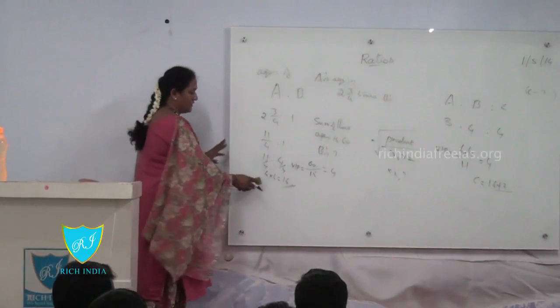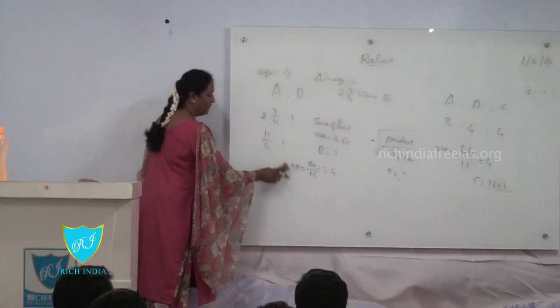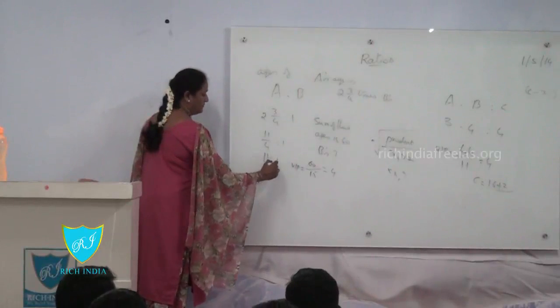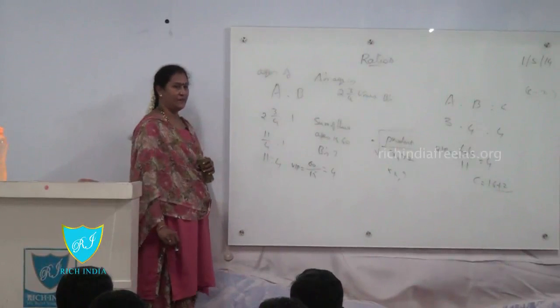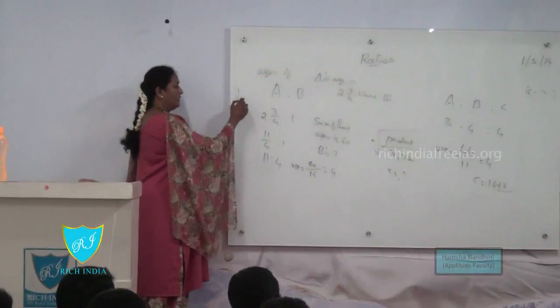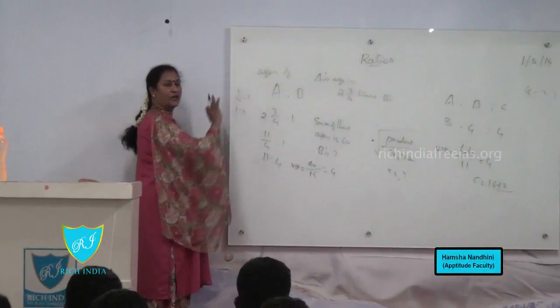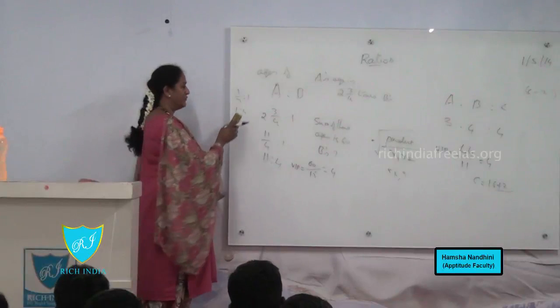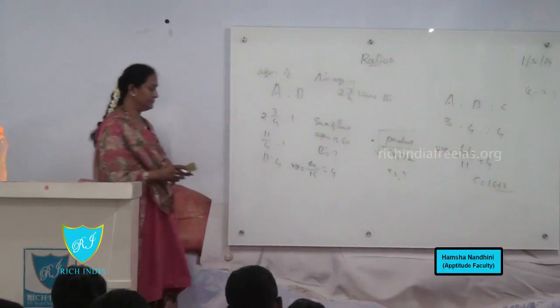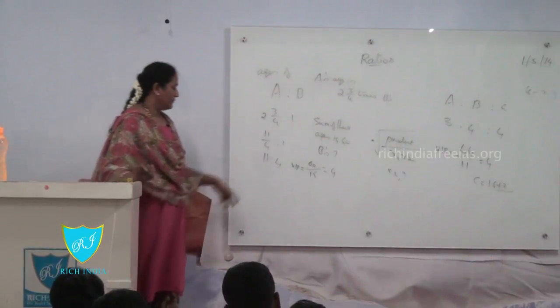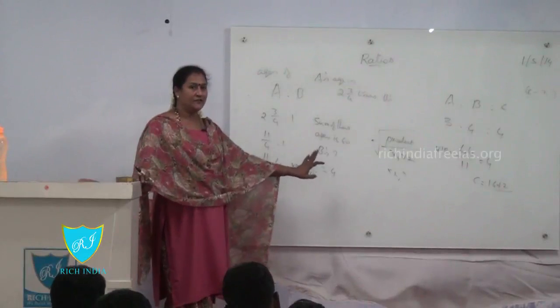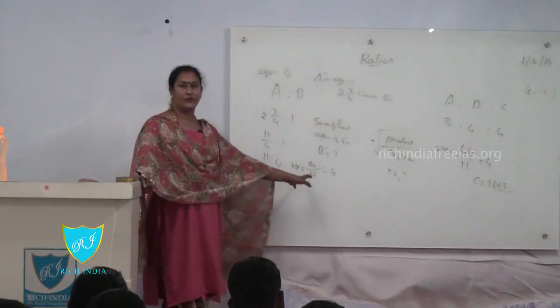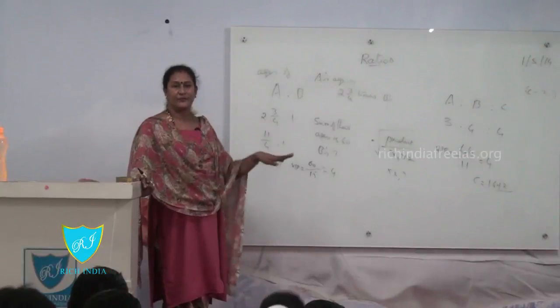So ratios given as a fraction, you can write in the normal format. If it is 1/4, take the 4 and send it to the other side, 1:4. So you get the value of 1 part is 4, and B's age is 4 into 4, 16. Is this clear?